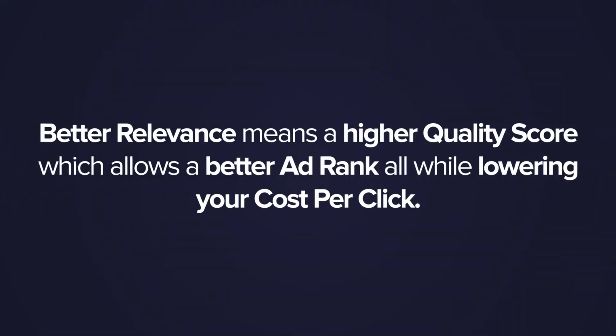But essentially, quality score is a score out of 10 that is representative of how relevant your ad is to the person who is searching. The better your relevance, the higher your quality score, the better your ad rank, and all of this results in a lower cost per click.